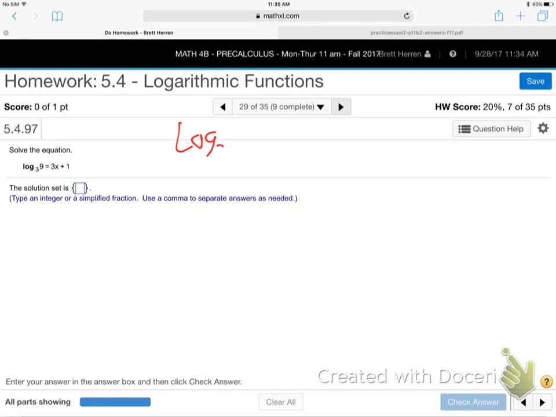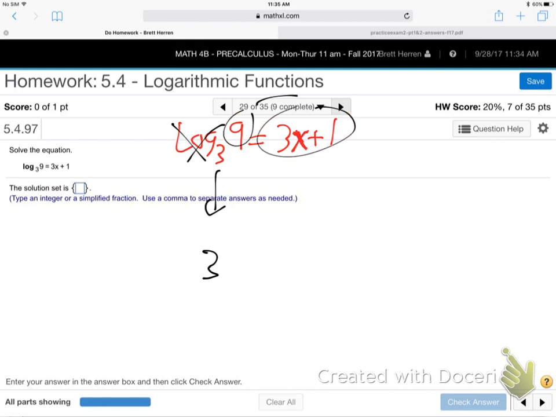So log base 3 of 9 is 3x plus 1. Okay, so try that one, same kind of thing. Lose the log, base stays the base, other two switch. Do that, see if you can solve for x there. So lose the log, base stays the base. Other two switch. Instead of 3 to the 9, in these cases switch, it's 3 to the 3x plus 1, and the 9 goes over there.